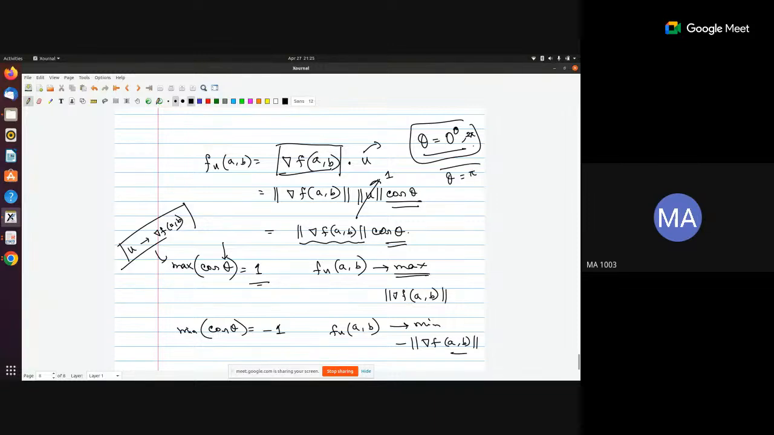Theta is pi. Then it is minus 1. So it is in the opposite direction of the gradient. Is it clear? Yes, sir. Okay.